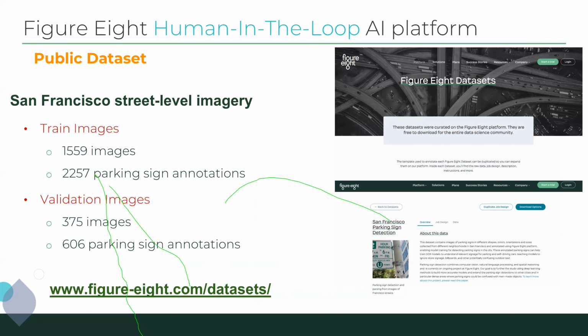After collecting the data, we also share these datasets publicly. On our Figure Eight platform, these datasets are publicly available. The training set that is publicly available is the first training set, and then we have different rounds of iterations, and the last training set is different from this one. The training set has about 1,559 images, which contain 2,257 parking signs, and the validation set contains 375 images, which contain 606 parking signs.